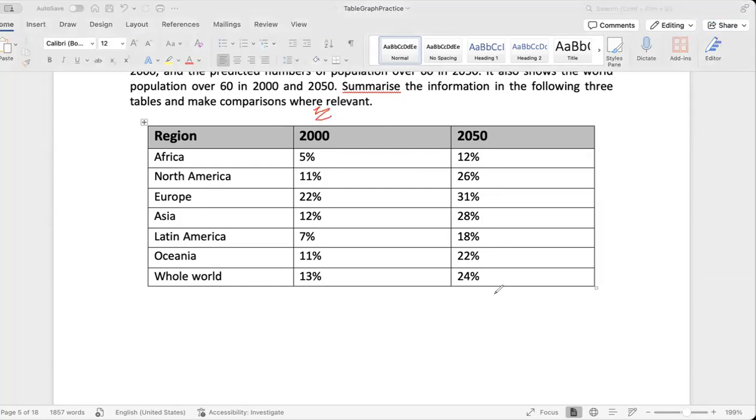Second year. Sir, Europe is 31%. Okay, Europe. The percentage doesn't matter. We are not writing the percentage in overall. We are just writing Europe.